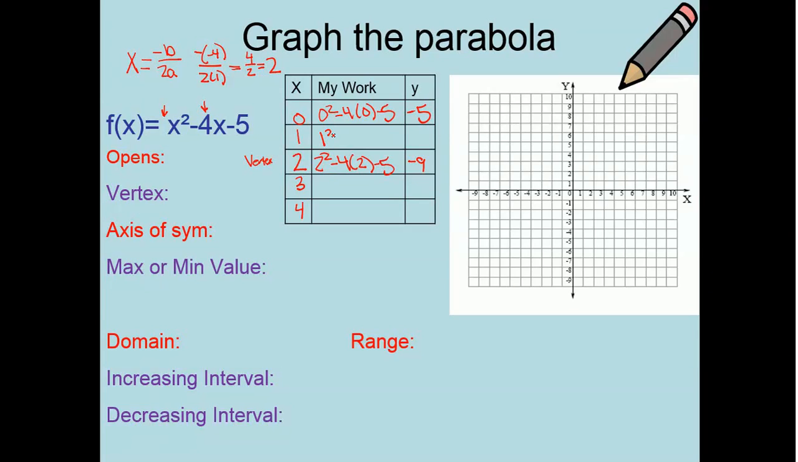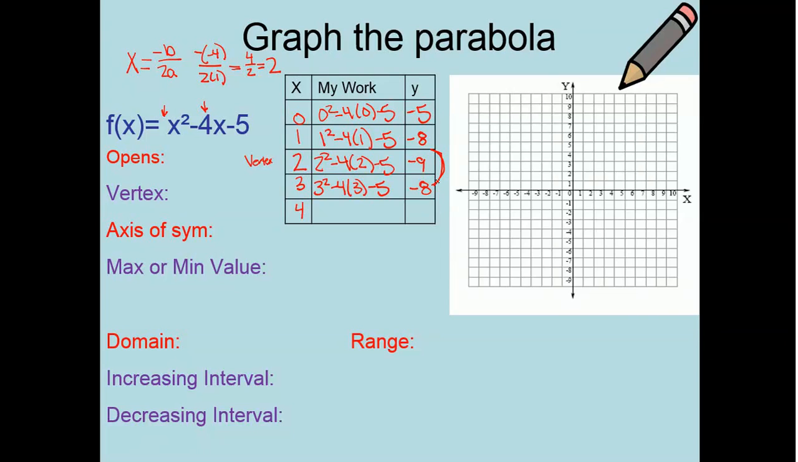Let's plug in our 1. 1 squared minus 4 times 1 minus 5. 1 squared minus 4 is negative 3. Negative 3 minus 5, well, that's just negative 8. Let's continue. Let's fill in the rest of our table here. Plug in my 3 for my x value. 9 minus 4 times 3, which is 12. So 9 minus 12 is negative 3, minus 5, negative 8.